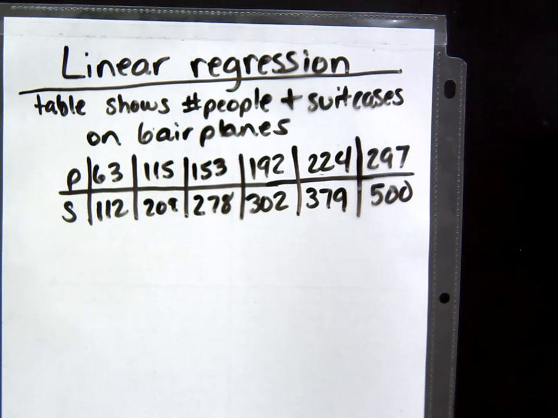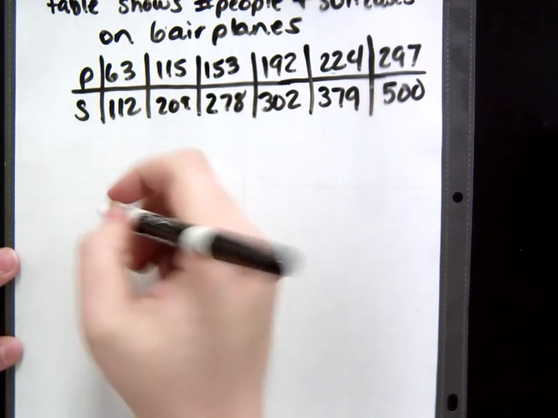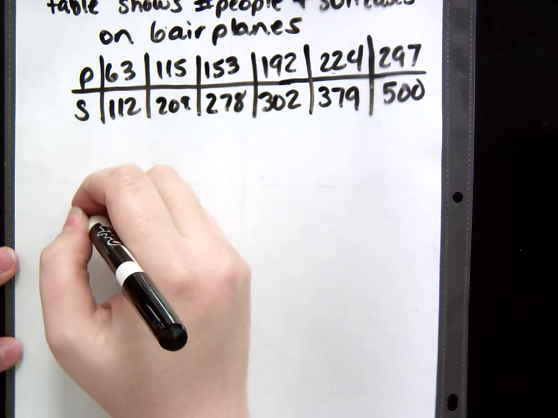In this video, I'm going to show you how to do a linear regression in a TI-84 calculator. Now, the purpose of a linear regression is actually to show a line of best fit. So before I get into that, let me just remind you what a line of best fit is.